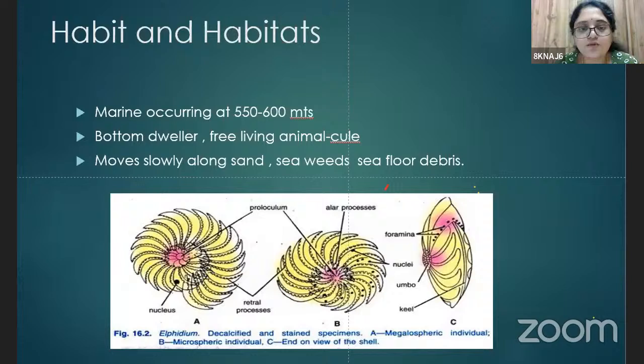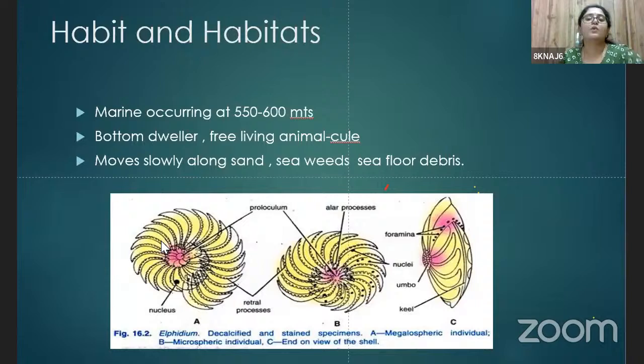So, once the growth of this megalospheric form continues, you also have the addition of new chambers. Then the nucleus migrates from one chamber to another and finally settles somewhere in the middle chambers. Now the amoebulae grow into fully formed, uninucleated, large megalospheric adults. In other words, this microspheric form gives rise to the megalospheric form by asexual reproduction.